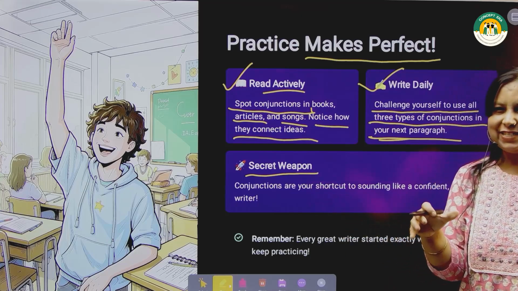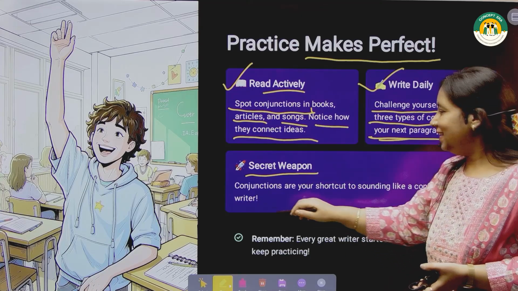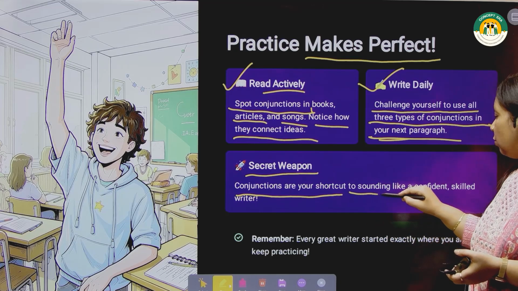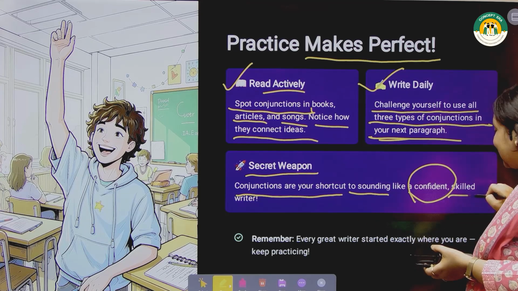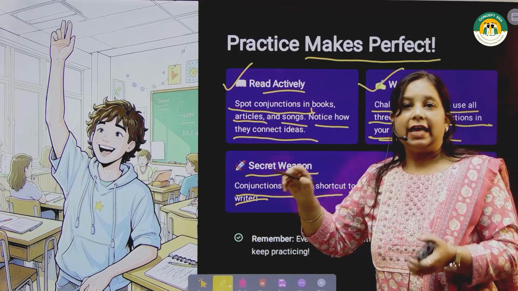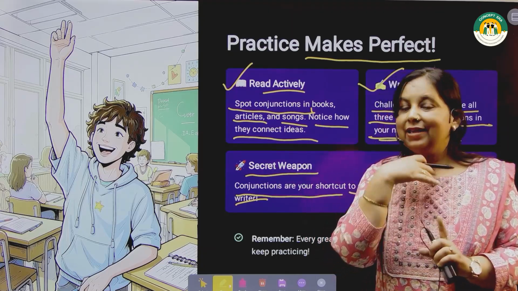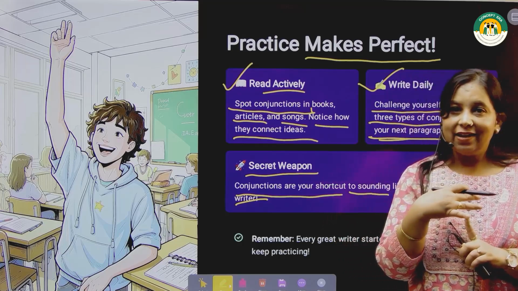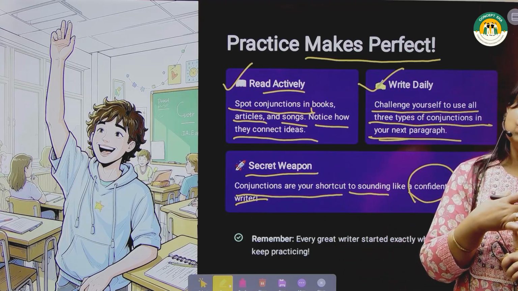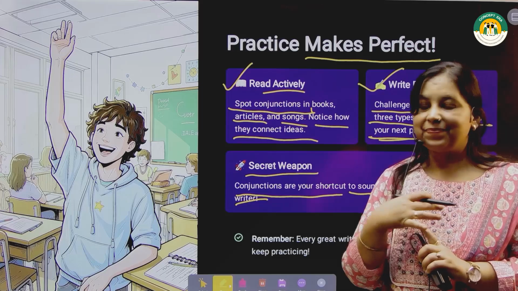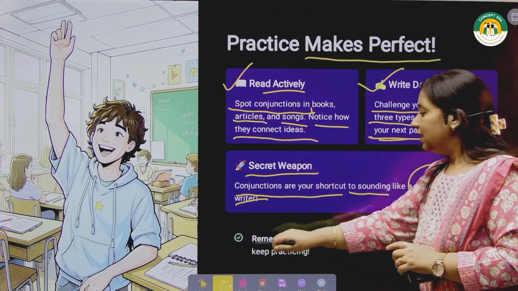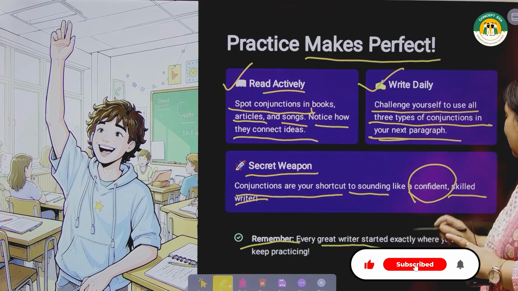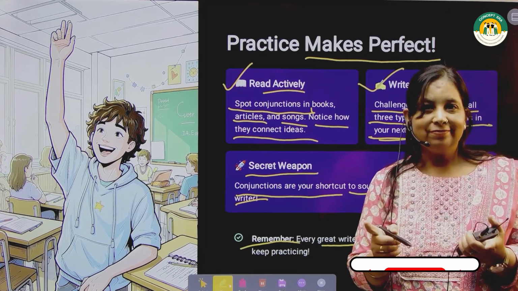Secret weapon. What is the secret weapon in conjunctions? See, conjunctions are your shortcut to sounding like a confident, skilled writer. If you are using conjunctions in your speaking, definitely it will improve your speaking strategies, so that you can speak very confidently. Remember, every great writer started exactly where you are. So keep practicing.